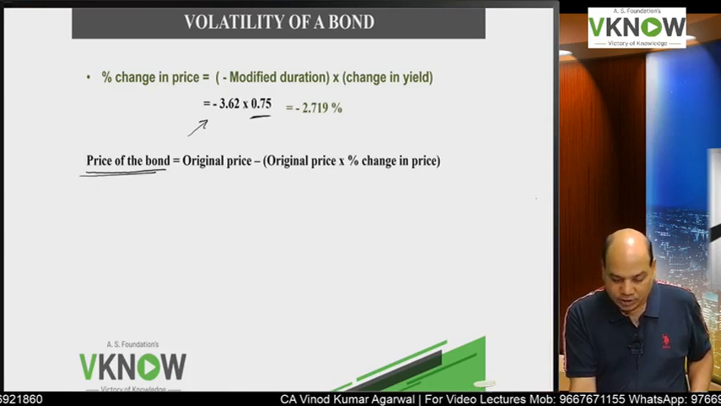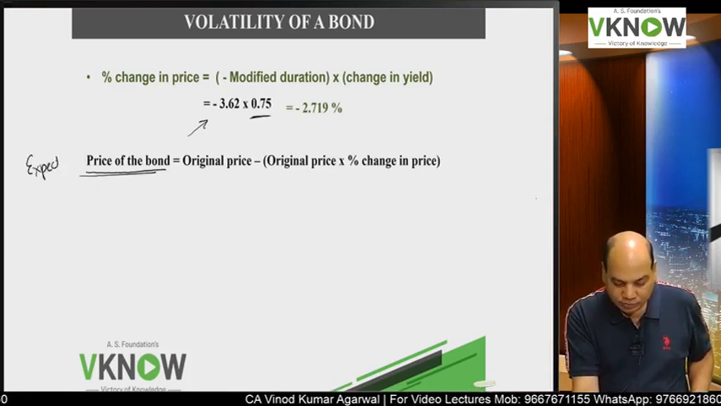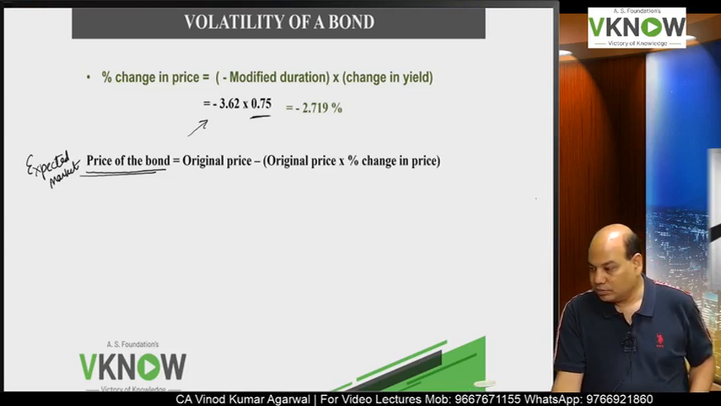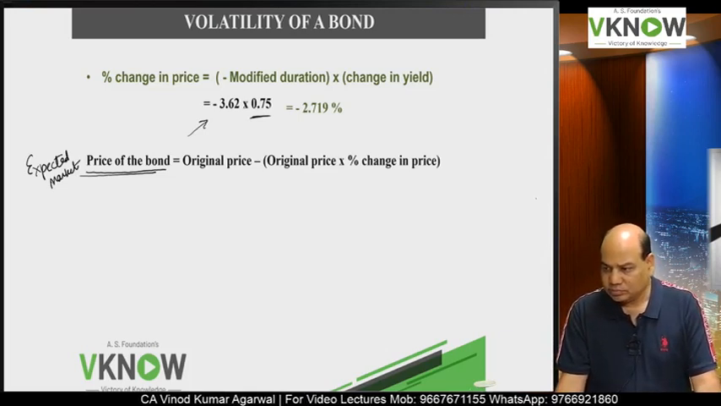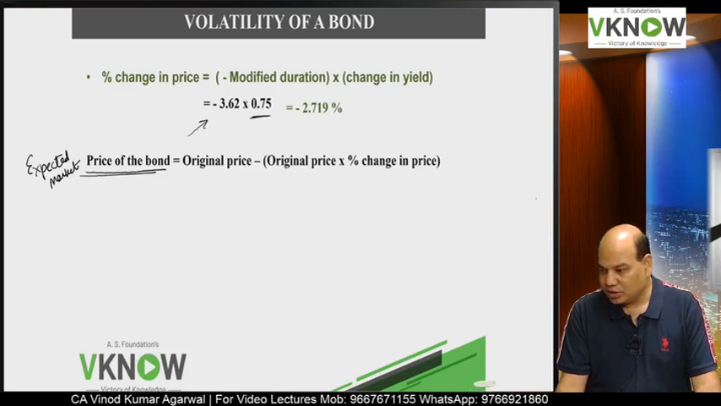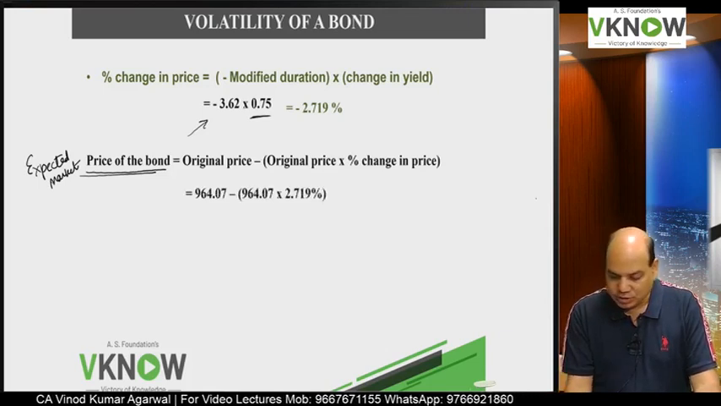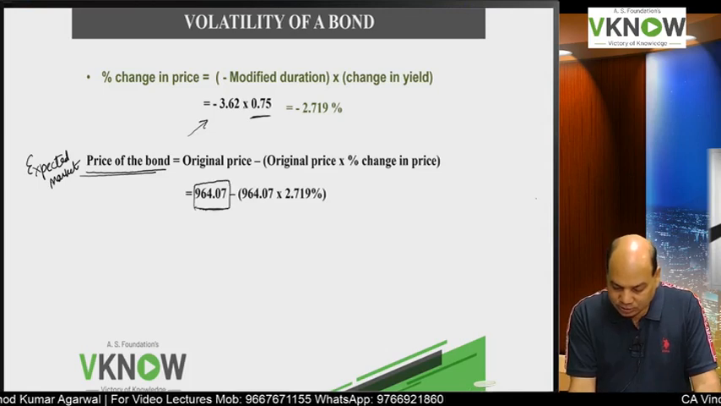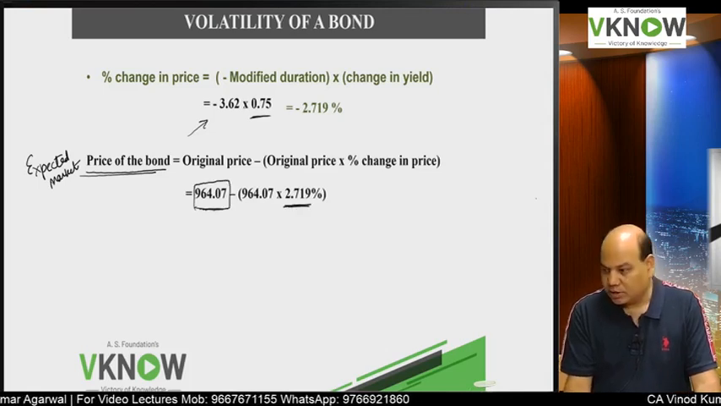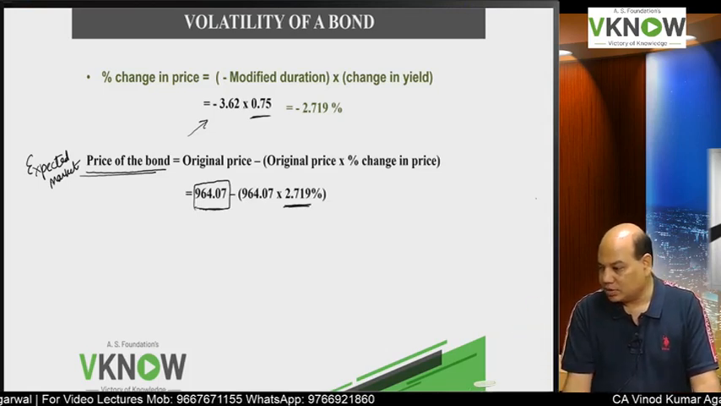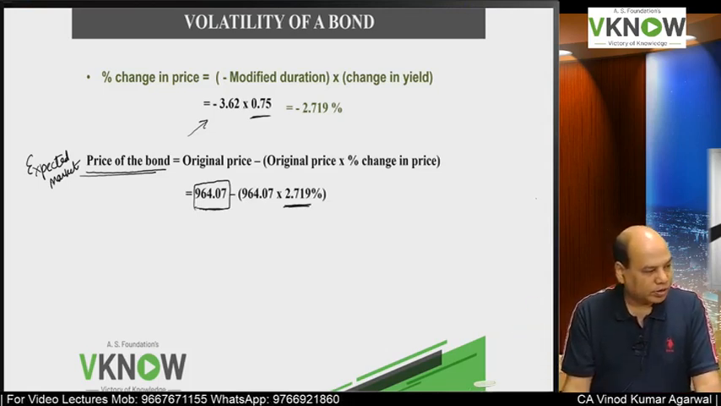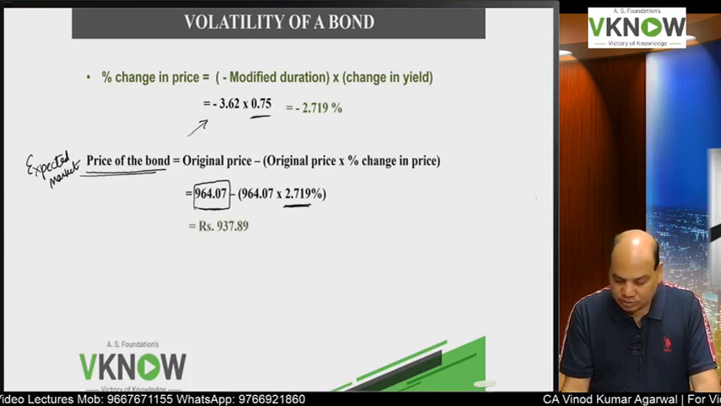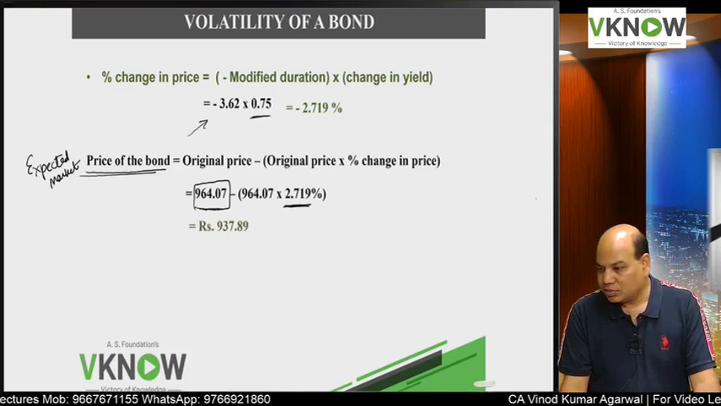So write down expected market price of the bond. Expected market price of the bond is equal to original price minus original price into percentage change in price, or you can just write 964.07, which is my answer in the table, minus 2.719%. So the approximate answer would be now 937.89.